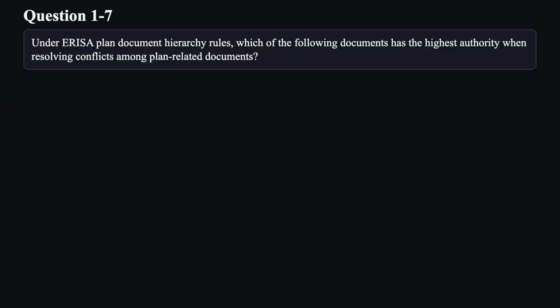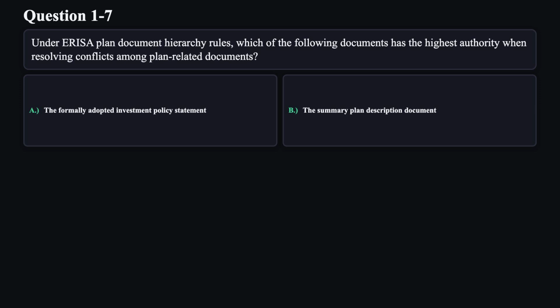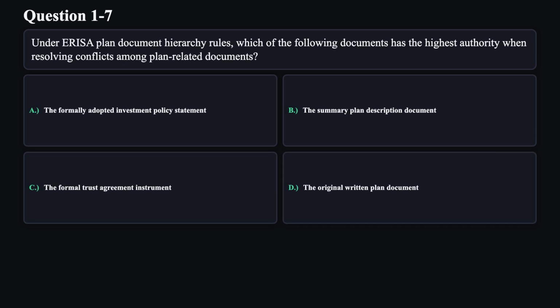Question 7. Under ERISA, Plan Document Hierarchy Rules, which of the following documents has the highest authority when resolving conflicts among plan-related documents? A. The formally adopted investment policy statement. B. The summary plan description document. C. The formal trust agreement instrument. D. The original written plan document.